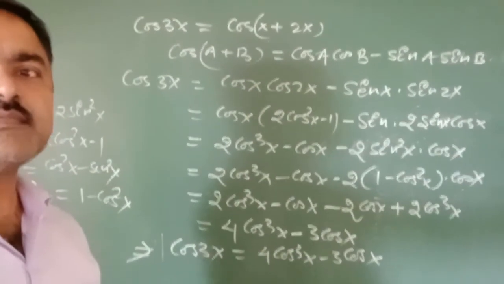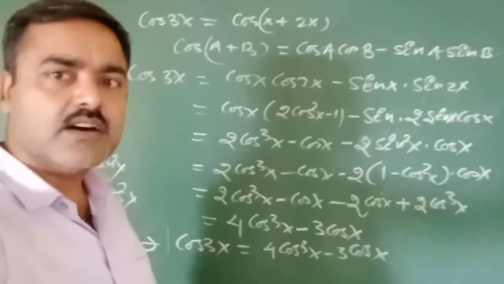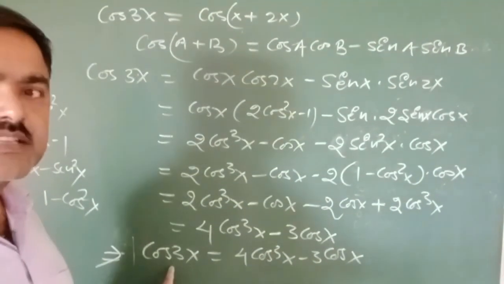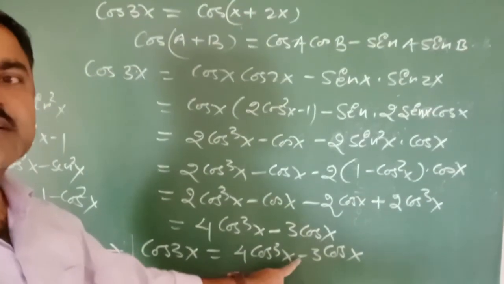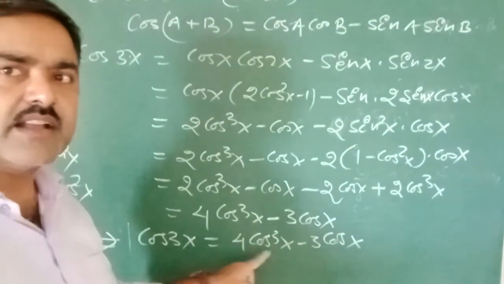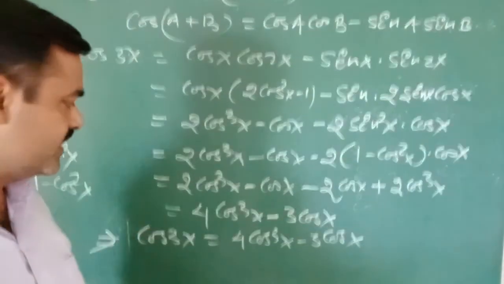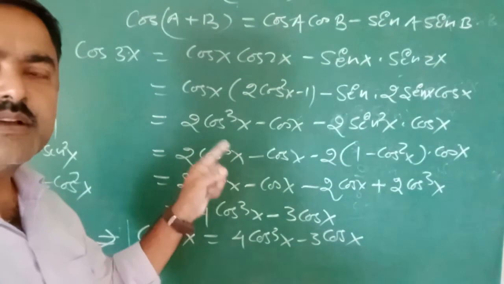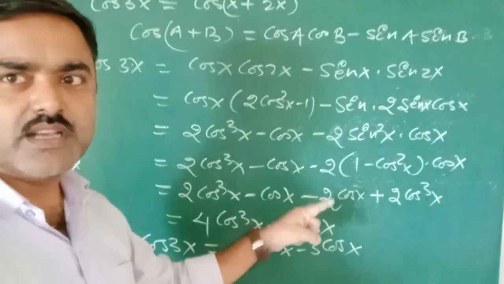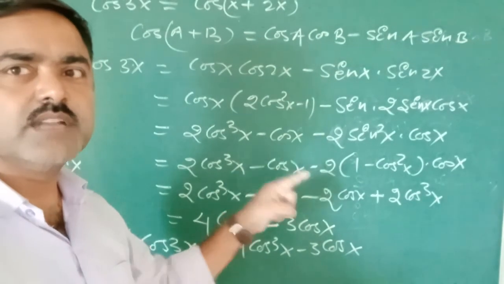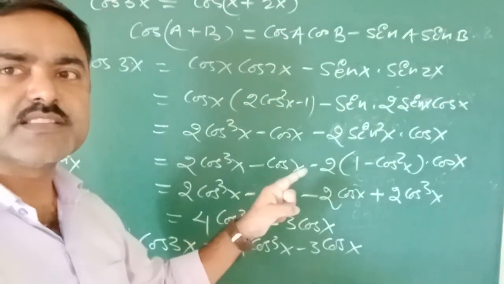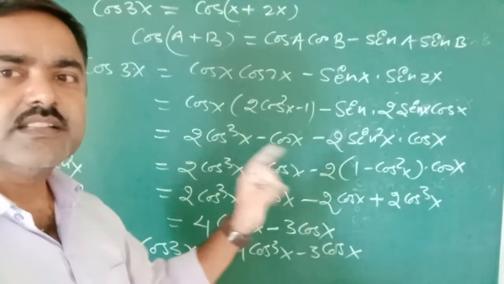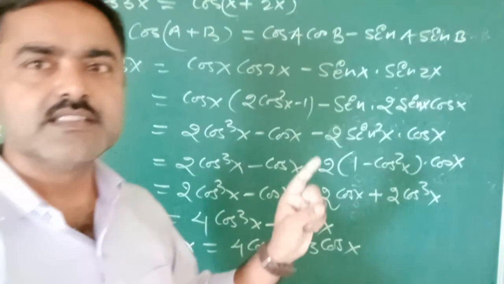See here cos 3x, as I have given you. Cos 3x is equal to 4 cos cube x minus 3 cos x. This is the identity, and just now you have seen the identity of sin 3x and cos 3x. One more is also tan 3x. You will do it yourself by applying tan a plus 2a for tan 3a, and will apply the identity tan a plus b, tan a plus tan b upon 1 minus tan a tan b. This identity will be used for tan 3a.